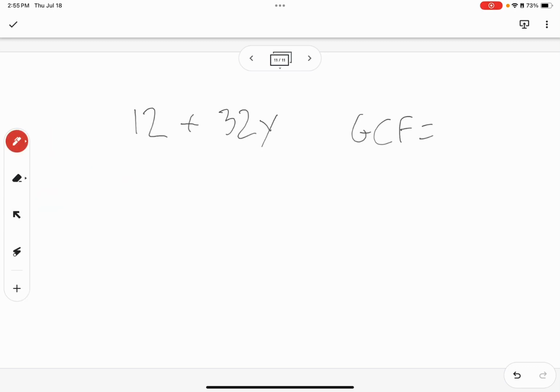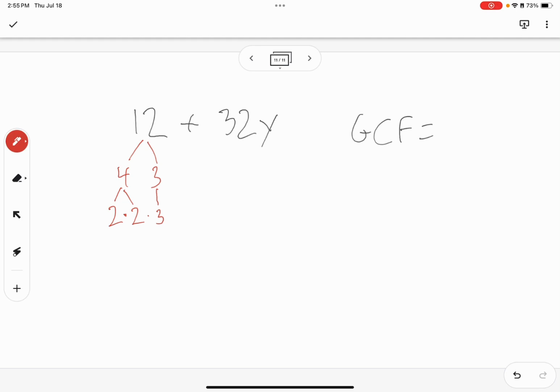So let's factor it out. What are two numbers that I can multiply to get 12? Well, let's go 4 and 3. 3 is a prime number, but 4 is not. So I can break 4 down further, which is 2 times 2. I'm going to bring down my 3. So 2 times 2 times 3. And now I've broken those down to prime numbers.